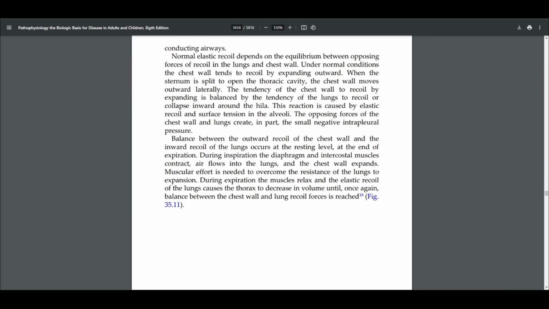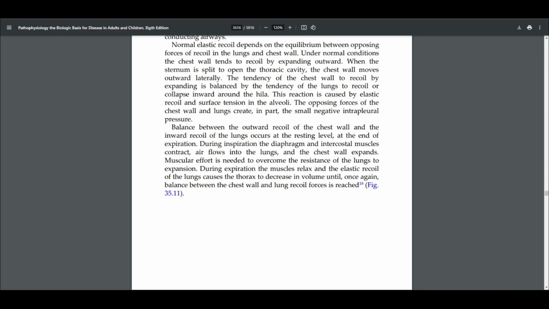Normal elastic recoil depends on the equilibrium between opposing forces of recoil in the lungs and the chest wall. Under normal conditions, the chest wall tends to recoil by expanding outward, as when the sternum is split to open the thoracic cavity and the chest wall moves outward laterally. The tendency of the chest wall to recoil by expanding is balanced by the tendency of the lungs to recoil or collapse inward around the hila. This reaction is caused by elastic recoil and surface tension in the alveoli.